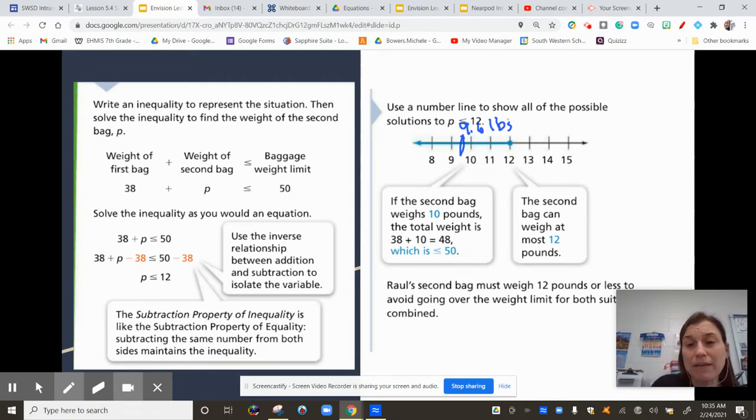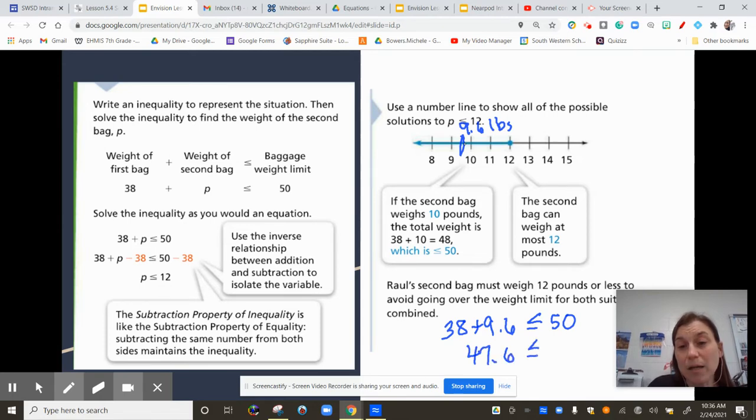9.6 pounds. If I put it in the inequality, 38 plus 9.6, is that less than or equal to 50? Let me check. Well, let me add these together. That would be 47.6. Is that number less than or equal to 50? Yes. So anything in that area would be less than or equal to 50.